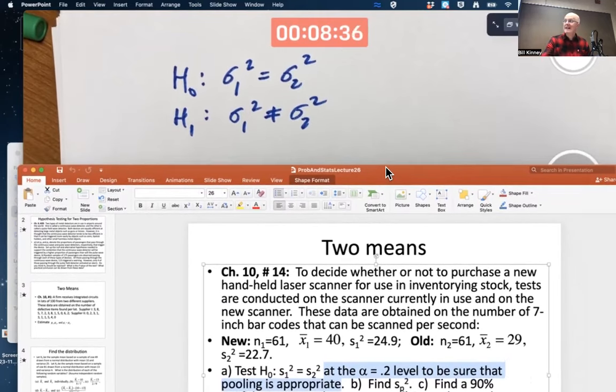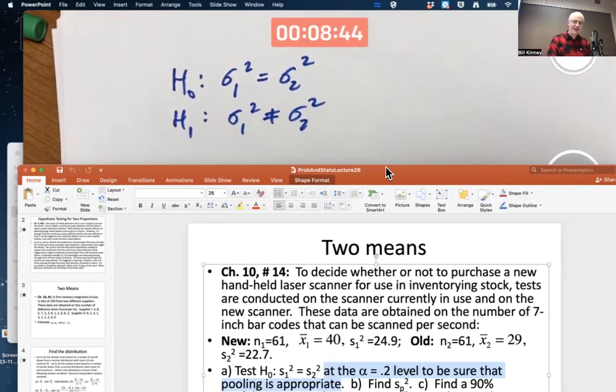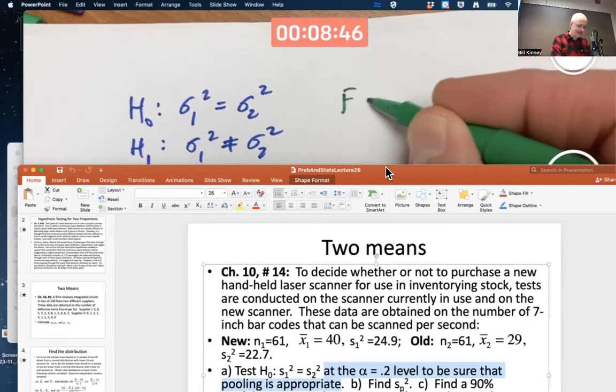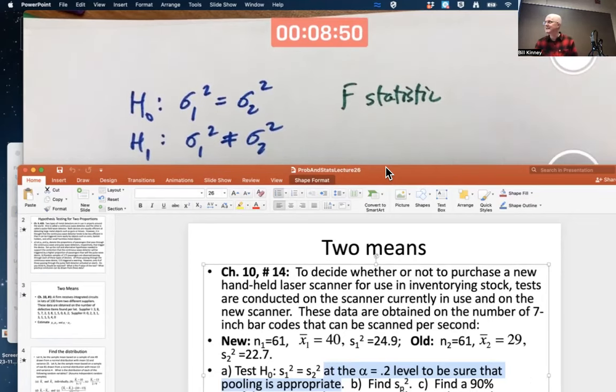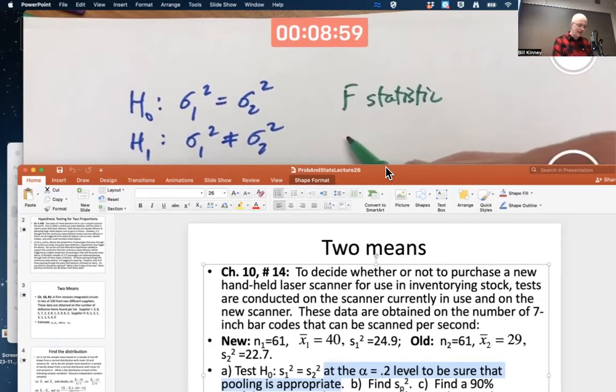How? We need a test statistic. What's the test statistic here? It's one we've never seen before. It's called an F statistic. We've never heard of an F statistic before. It's a new kind of statistic. It's a new kind of random variable. How do you compute the F statistic?